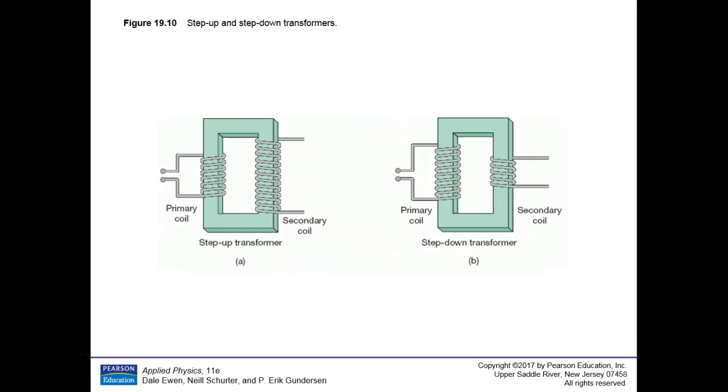Okay? Now, this would be a step-up transformer because you have fewer turns here, more turns there, so you're going to produce a higher voltage on the outside. This is what they have back at the generating plant, step-up transformers. This is what they have outside your house, a step-down transformer. You have more coils on this side than you do on that side. Okay.